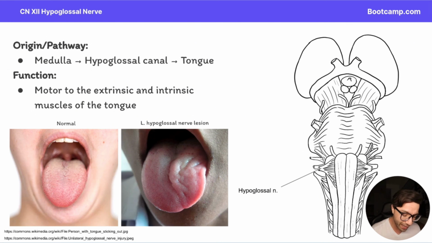And you can see here we have a normal tongue. So when a patient is asked to stick out their tongue, it comes out direct and straight. If the patient had damage to their hypoglossal nerve, in this case, this patient has left hypoglossal nerve lesion, and we know the lesion is on the left side because the tongue starts to protrude towards the side of the lesion, because this side is so weak that it can't counterbalance the strength of the right side. So the right side will overcompensate and push the tongue this way. So this would be left hypoglossal nerve lesion on this side.